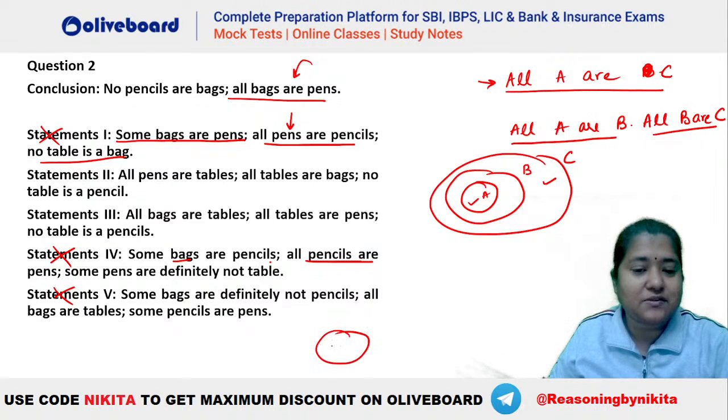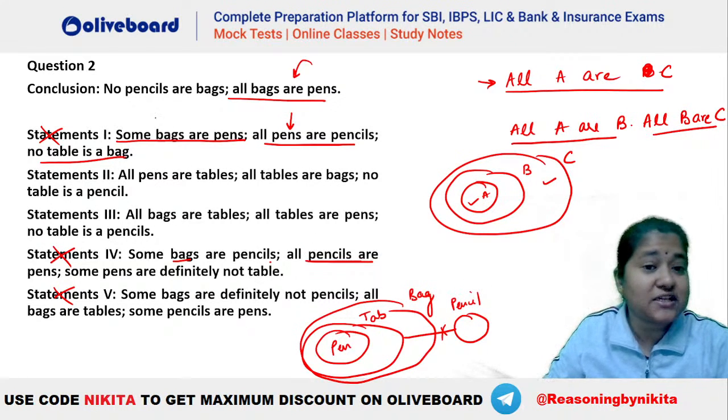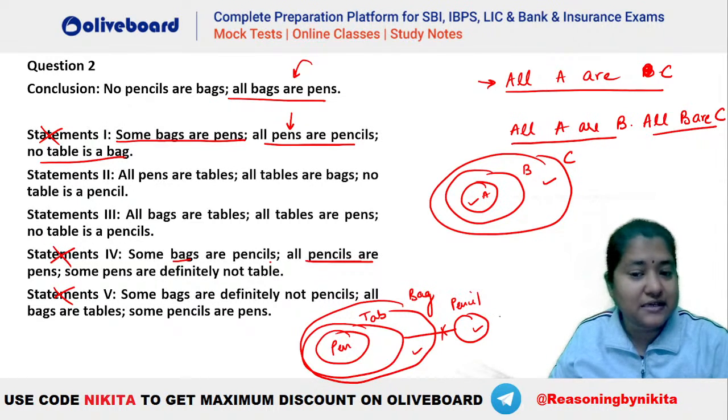All pens are tables. Okay, so this is your pen. This is your table. All pens are table. All tables are bag. So you can see all tables are bag will be like this. No table is a pencil. So let's say this is your pencil here, right? So no table is a pencil would be something like this. Now check the conclusion. No pencils are bag. You can see pencil can still interact with bag here, isn't it? Pencil and bag can interact with each other.